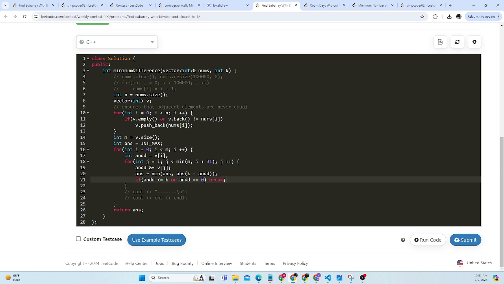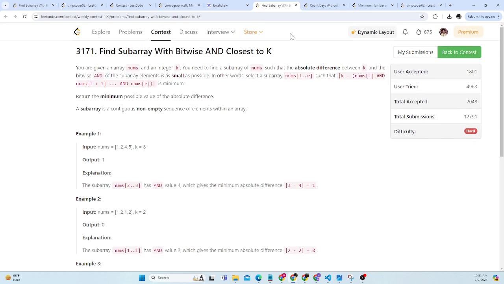So the time complexity will be n into O of 30. So in this way, our complexity will become O of n into 30, and in this way, we got the final answer. The important point here is that the bitwise AND either remains constant or keeps on decreasing. In this problem, we only took unique elements. Unique elements ensured that after each move, at least one bit will become 0, because two adjacent numbers are not equal to each other.